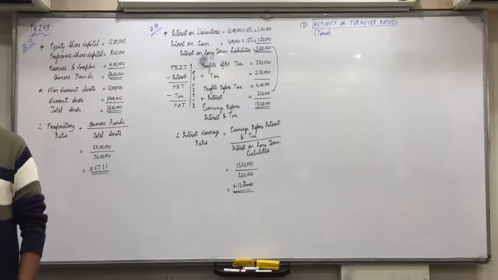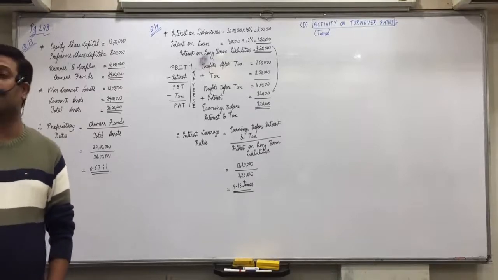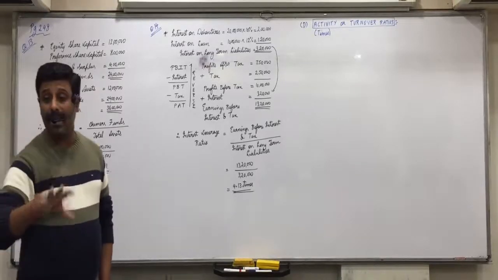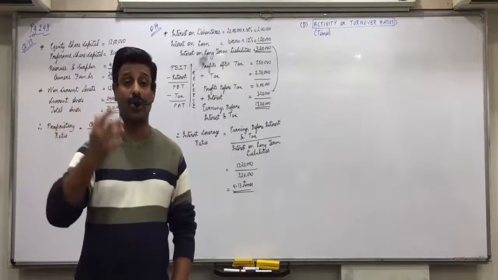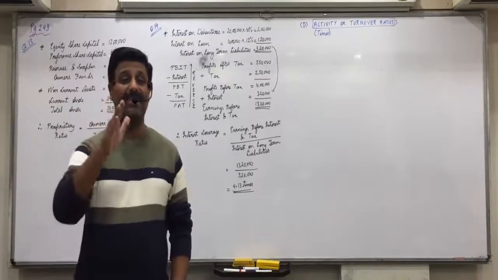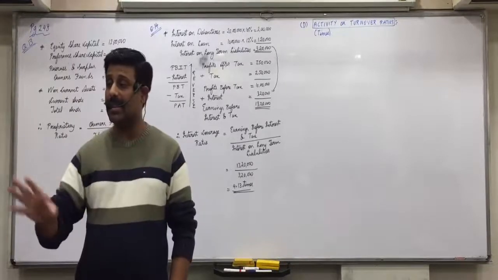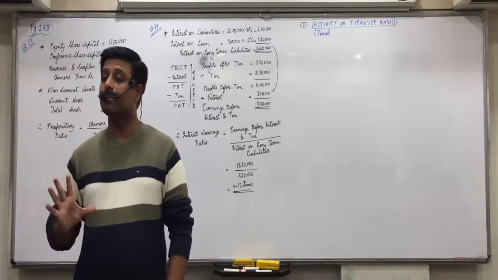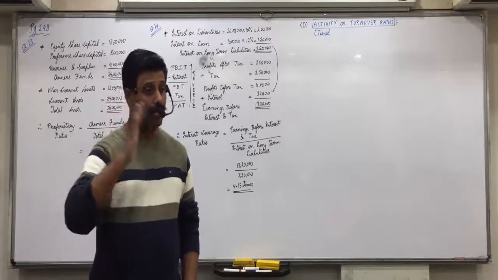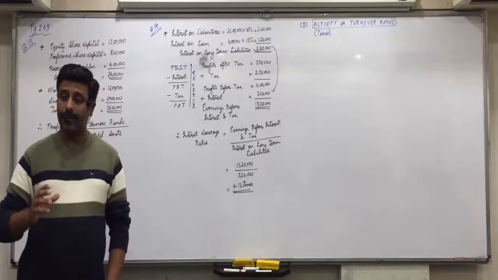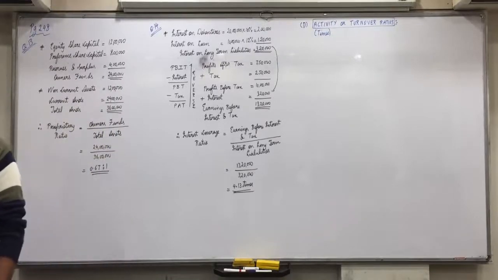Second, working capital turnover. You take sales itself. Or you can also take cost of goods sold. It will be specified in the question. If nothing is specified, take sales. And if they mention, find it on the basis of cost of goods sold, then take cost of goods sold. Okay. Then third ratio, debtors turnover.